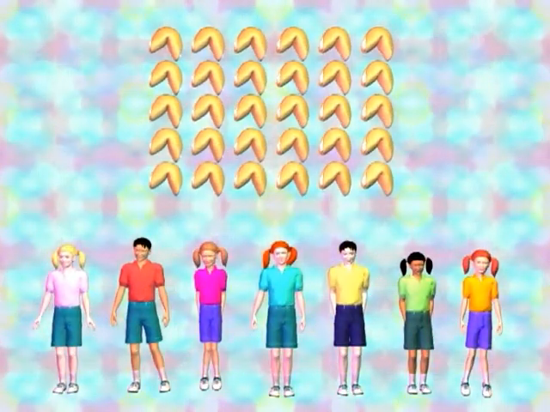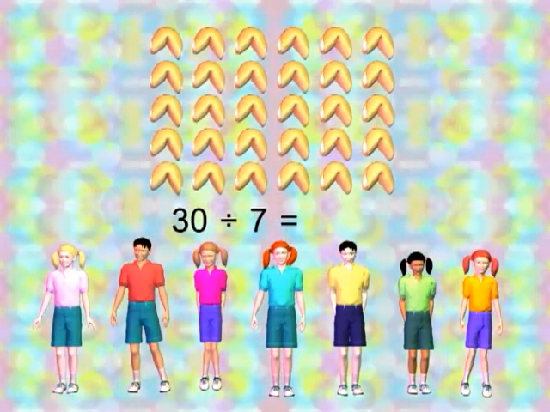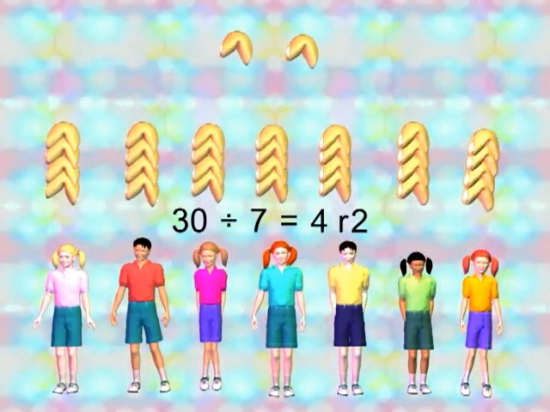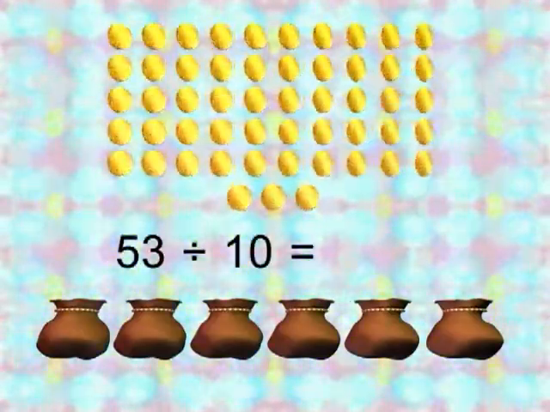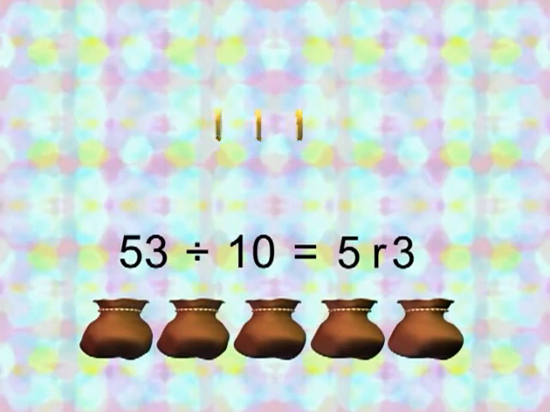Sherry had 30 fortune cookies. She wanted to divide them equally among 7 friends. How many fortune cookies does each friend receive? The answer is 4, with 2 left over. Joe had 53 gold coins and some bags. He put 10 coins in each bag. How many bags did he use? The answer is 5 bags, and he had 3 coins left over.